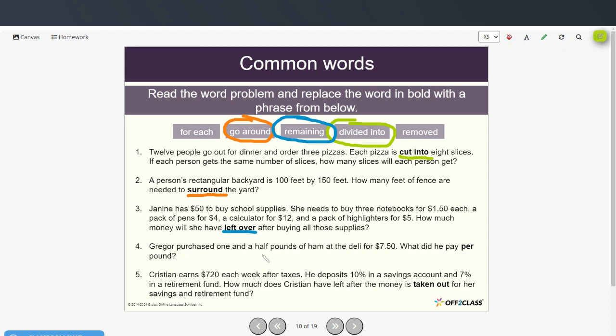Gregor purchased 1.5 pounds of ham at the deli for $7.50. What did he pay per pound? So per would be for each.